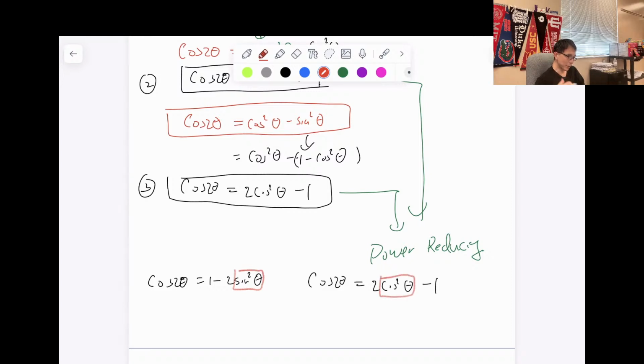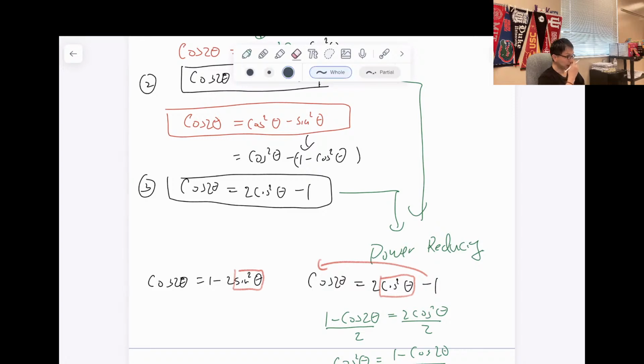I'm going to start with the one on the right because it's a lot easier. You move the one to the other side. So that becomes 1 minus cosine 2 theta is equal to 2 cosine squared theta. And I'll just divide it by 2. Does that make sense? So the cosine squared theta is equal to 1 minus cosine 2 theta over 2. Yep, plus. It's not actual memory. It's just take one function and solve for sine square or cosine square in this case.